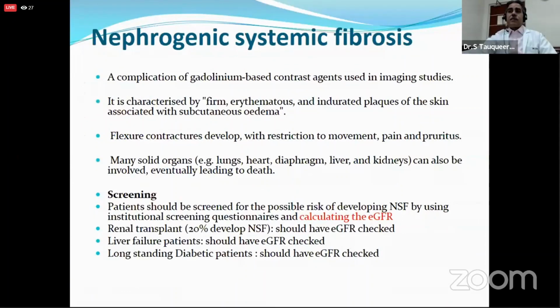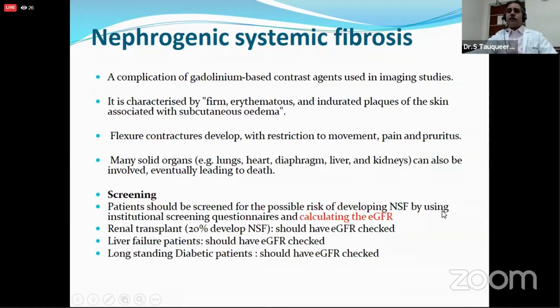Nephrogenic systemic fibrosis is again a very severe complication of MRI contrast, which is not very commonly reported nowadays. Earlier it was a commonly reported complication. It leads to firm, edematous, indurated plaques of the skin, and sometimes gadolinium can get deposited in the lungs, heart, diaphragm, liver, and kidneys.